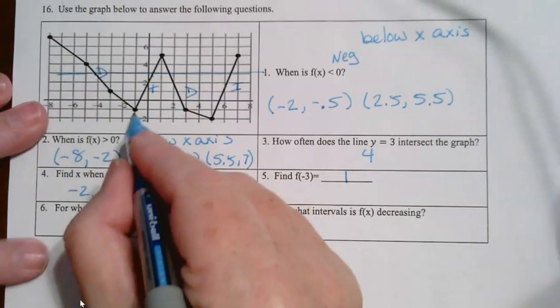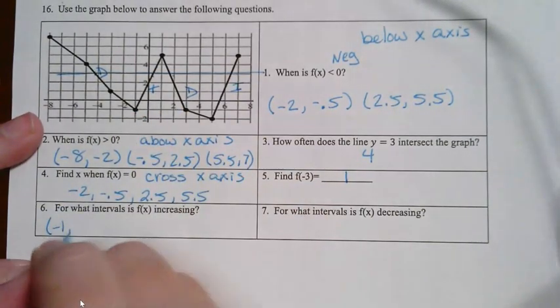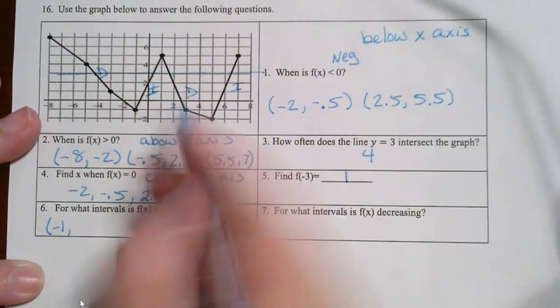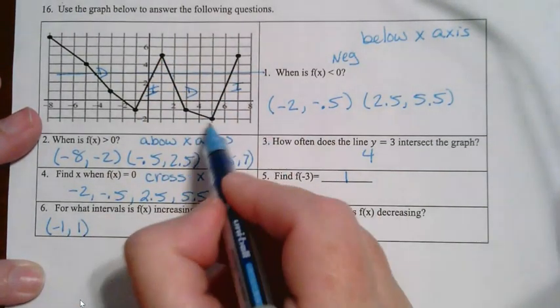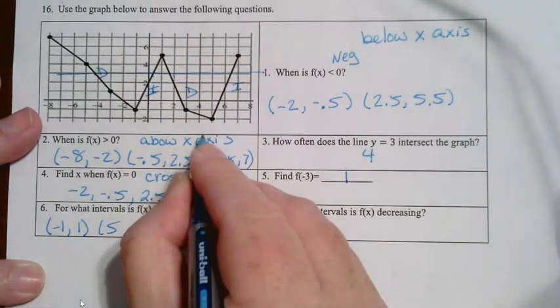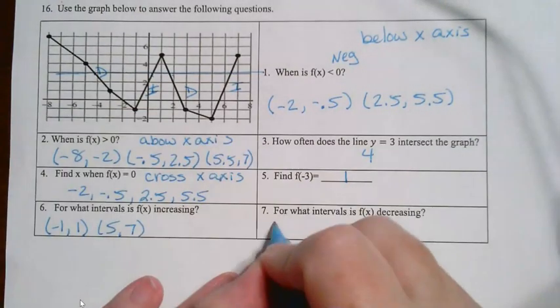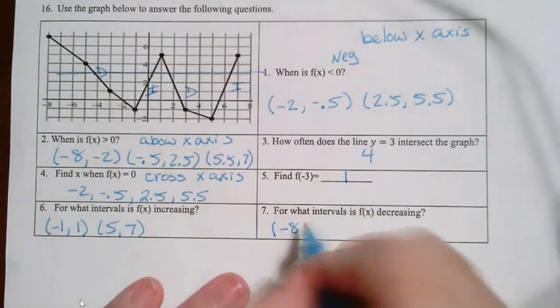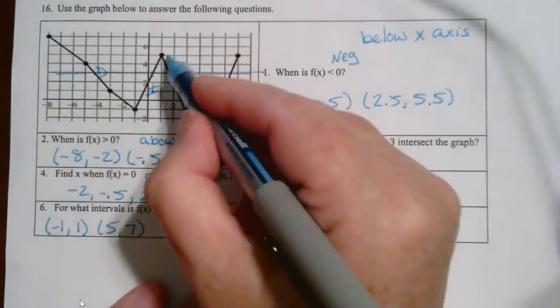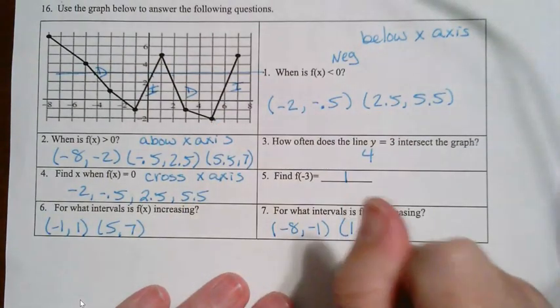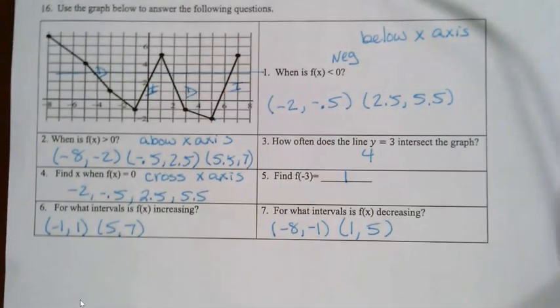So I'm increasing from negative 1 to positive 1. And then I'm increasing again here from 5 all the way to 7. Okay. Decreasing from negative 8 all the way to negative 1, from 1 all the way to 5. And yes, you still write all the x-axis. So I hope this helps you on the test or final exam. Good luck, guys.